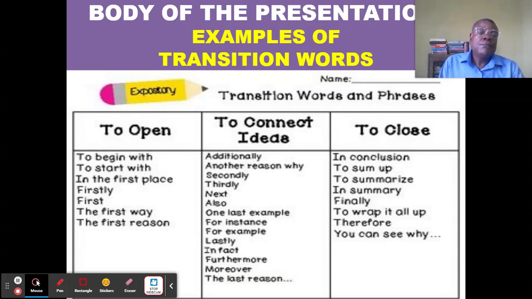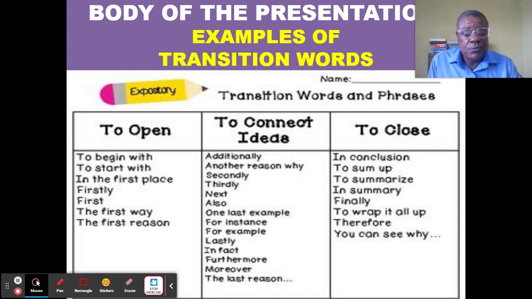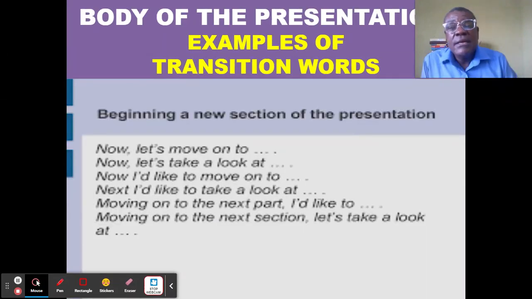Now, when closing, you can use in conclusion, to sum up, to summarize, in summary, finally, to wrap it all up. Therefore, you can see why. A whole lot of transition words and phrases that you can use. Now, let's move on to the next one.